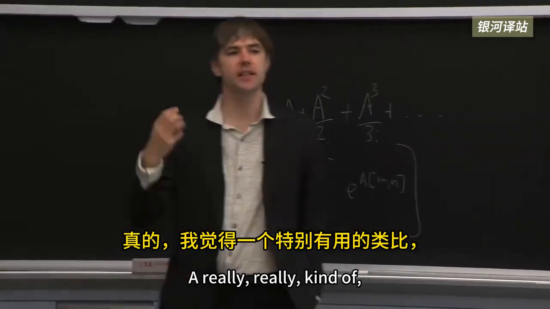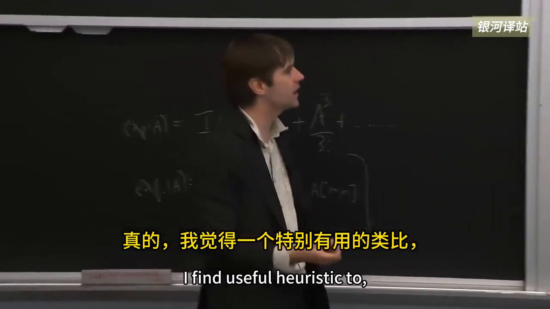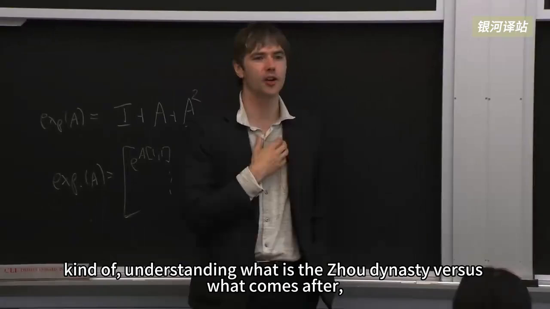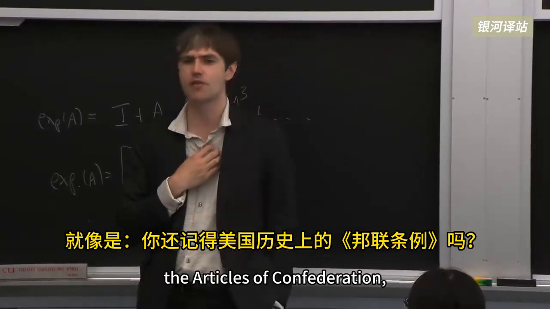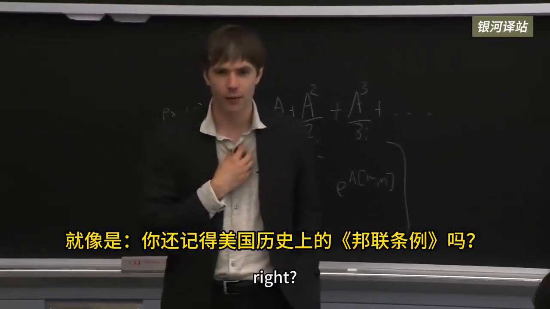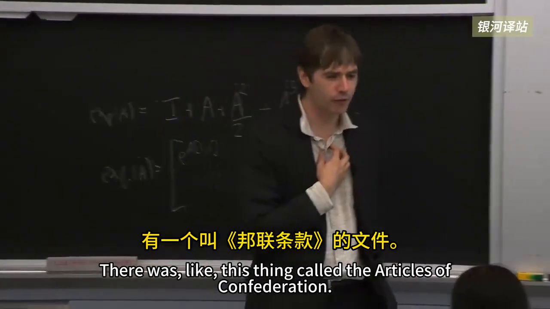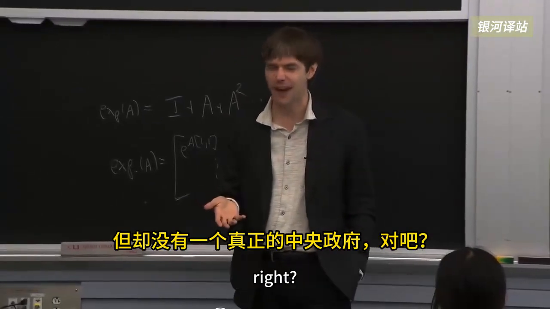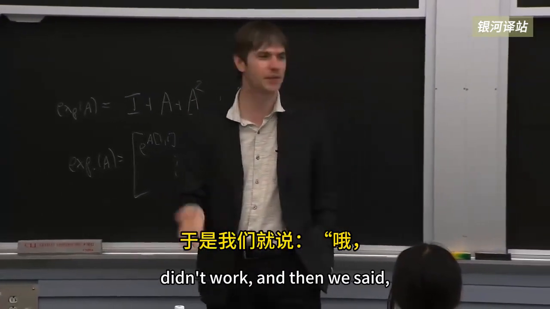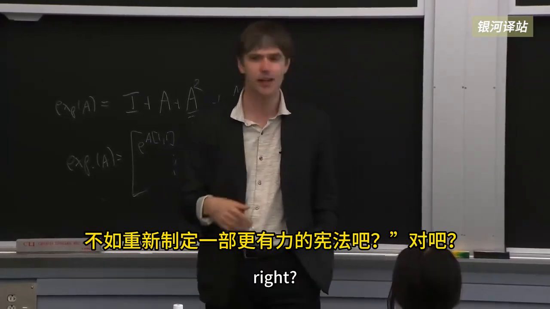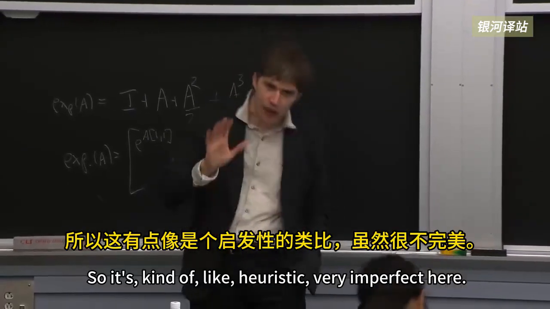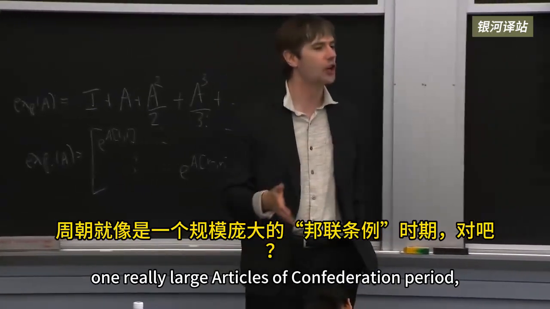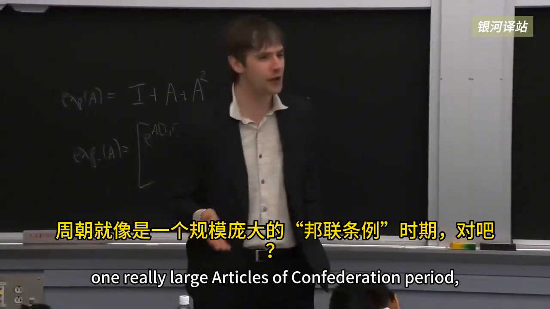A really useful heuristic, I find, for understanding what is the Zhou dynasty versus what comes after: do you remember in American history the Articles of Confederation? There's all these states, but they don't really have a central government, right? And then it didn't work, and then we said, oh, let's redo the Constitution and have a strong one, right? So it's a very imperfect heuristic here.